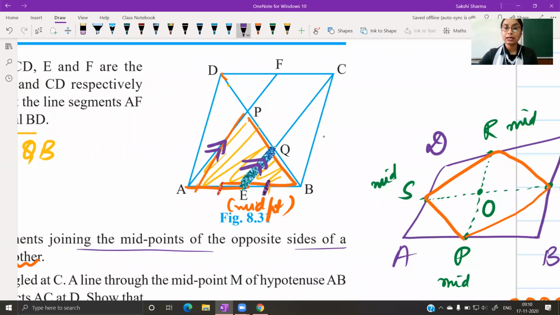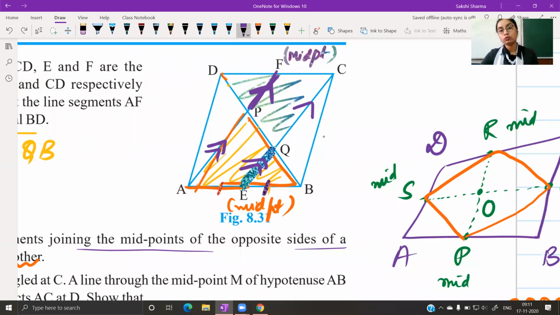Similarly, if I take the other triangle, this one. In this triangle, the midpoint is F. The line which passes through this midpoint, it's FP. I want to prove that FP is parallel to this side. So if you look closely, these are actually the same line segments. जिनको मुझे पैरेलल प्रूव करना है कन्वर्स यूज करने के लिए, वो एक्चुअल में सेम ही लाइंस हैं.